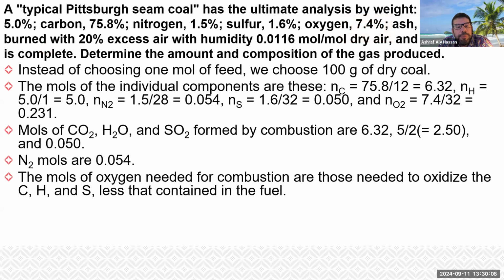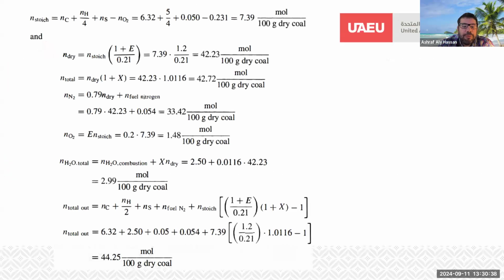So a typical Pittsburgh steam coal has ultimate analysis by weight: hydrogen 5%, carbon 75.8%, nitrogen, sulfur, oxygen, ash. It is burnt with 20% excess air with humidity of 0.0116 mole per mole of dry air, and combustion is complete. Determine the amount and composition of the gas produced. So I will leave this one for you. It is solved actually in the slide. So you can try to do it by yourself and look at the answers for this one.